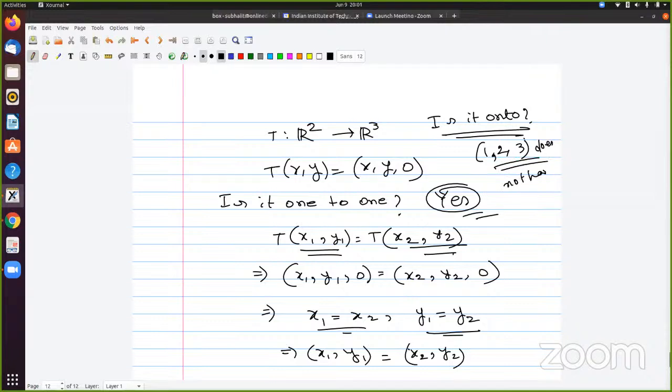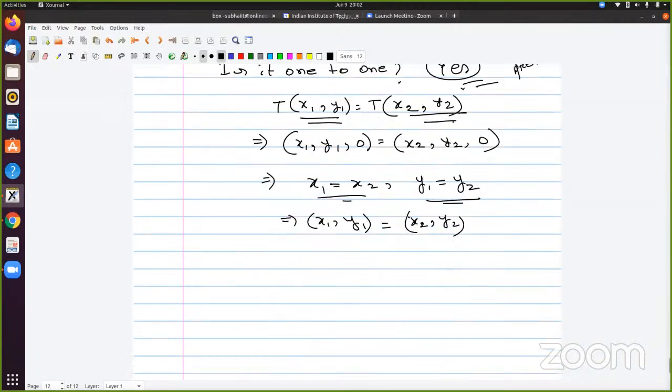So this is 1-to-1, right? So it is 1-to-1 but not onto. Okay? 1-to-1 but not onto. Clear? Suppose in this transformation definition, you have written T(x,y) equals (x,y,0). Suppose 0 is not there. Suppose z is there. But how will the input z come? There is no z.